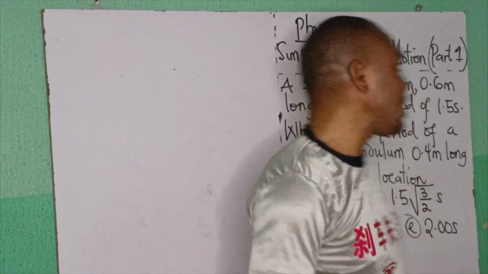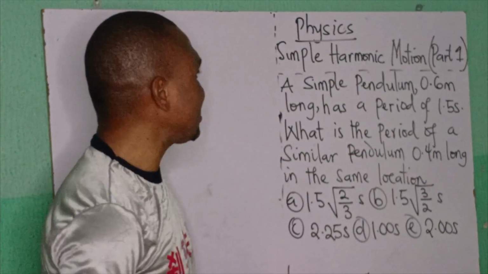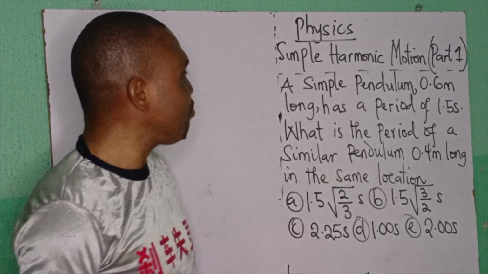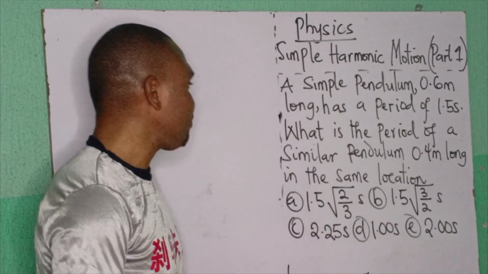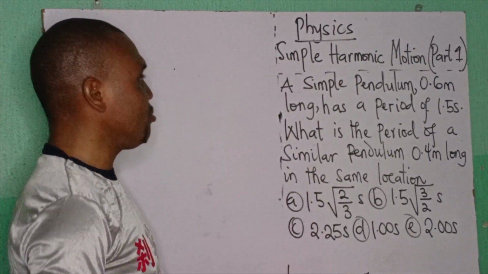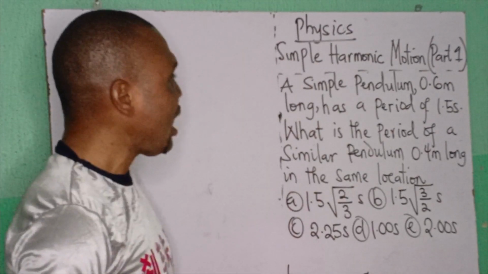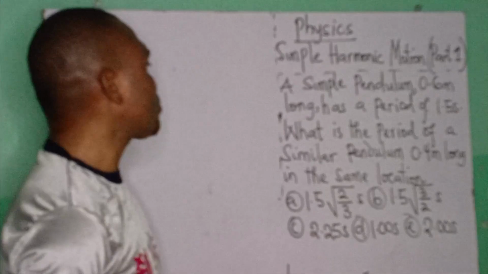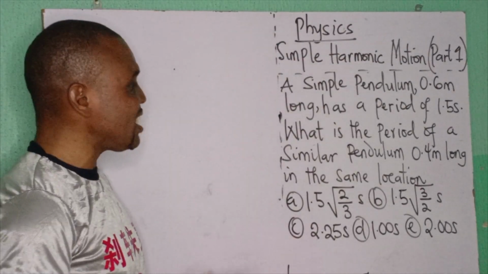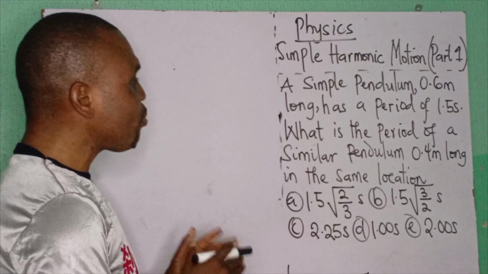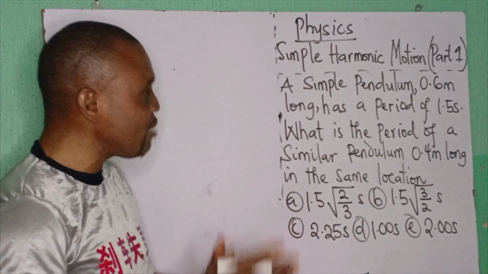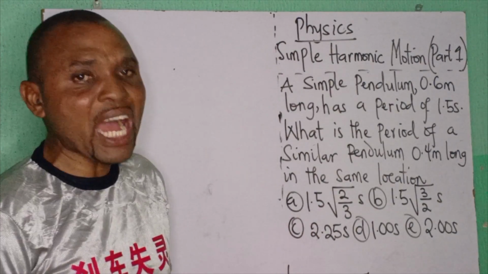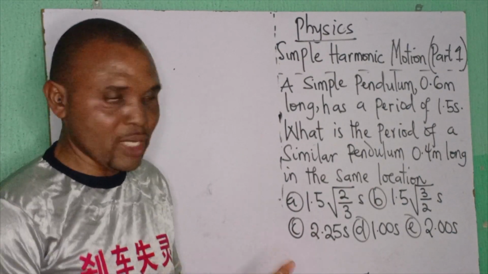Today we shall be looking at physics. Now we're looking at simple harmonic motion part 1. We have a JAMB past question on the board. It reads: a simple pendulum 0.6 meter long has a period of 1.5 seconds. What is the period of a similar pendulum 0.4 meter long in the same location? And then we have the options on the board. Now, how do we solve this question? Let us go.